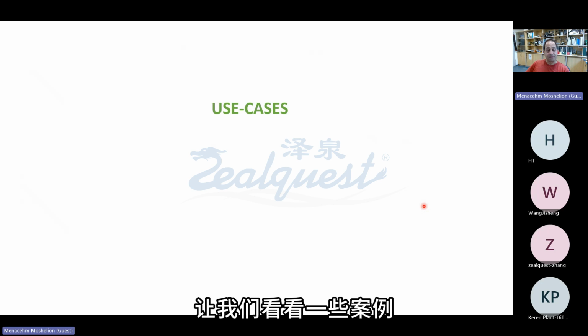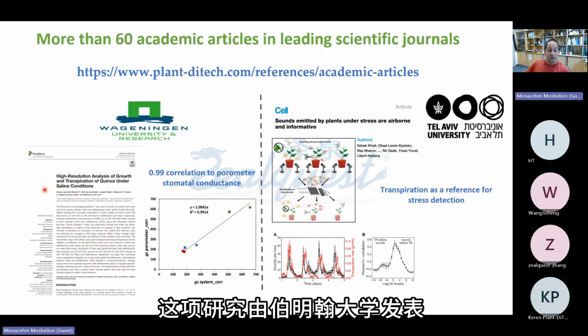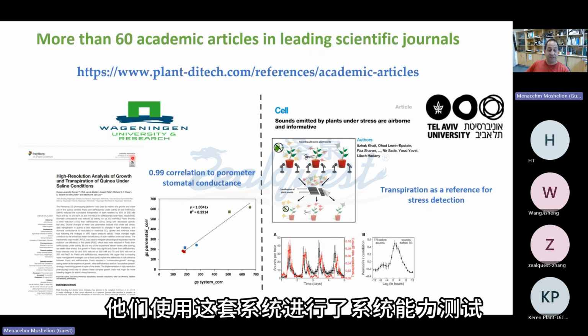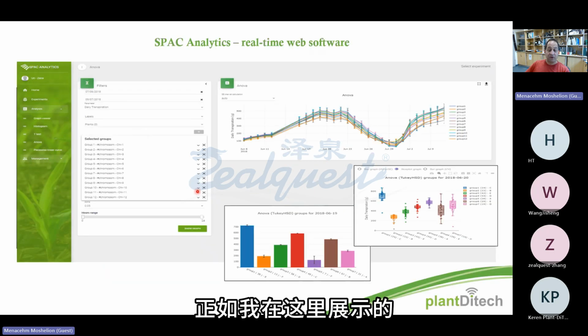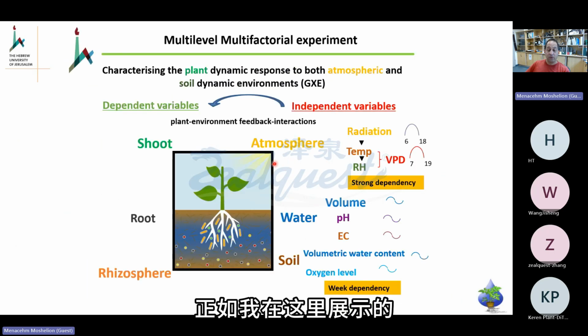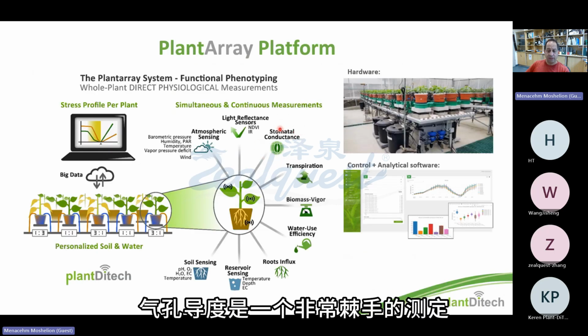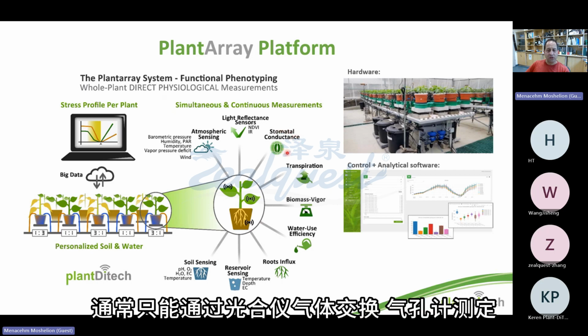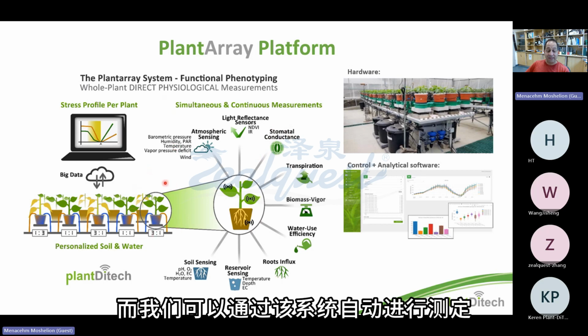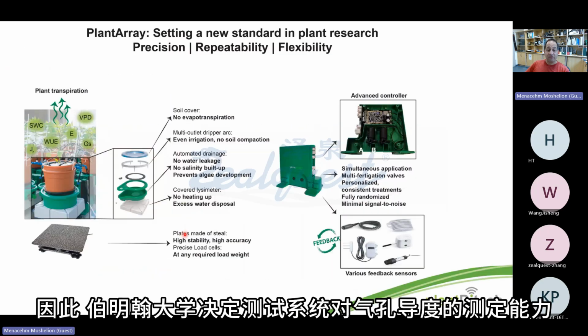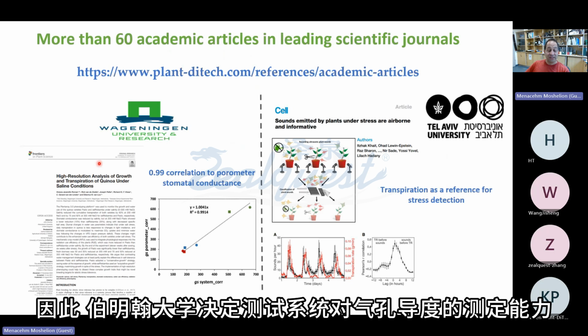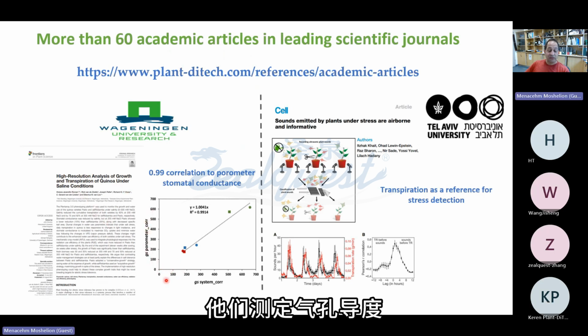Let's see some use cases. This study was published by Wageningen University. They have the system. In these systems, they measured our ability. As I showed you here, we know how to measure stomatal conductance. Stomatal conductance is a very tricky measurement, usually taken only by LI-COR, gas exchange, porometers, and we do it automatically via the system. So Wageningen University decided to test our ability to measure stomatal conductance. So they measured stomatal conductance, and this is our system.